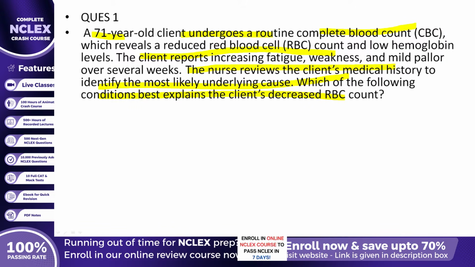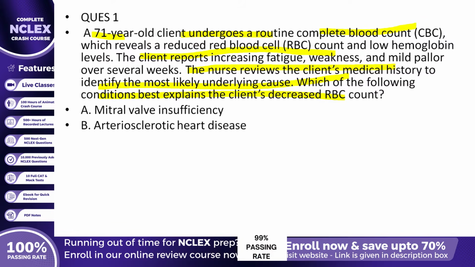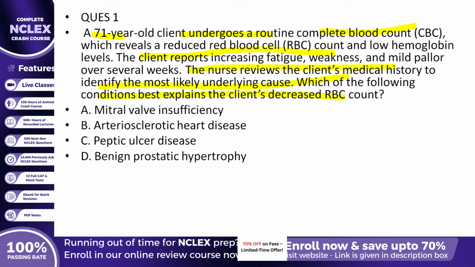Option A suggests mitral valve insufficiency. Option B indicates arteriosclerotic heart disease. Option C points to peptic ulcer disease. And Option D lists benign prostatic hypertrophy. The correct answer is Option C, peptic ulcer disease.